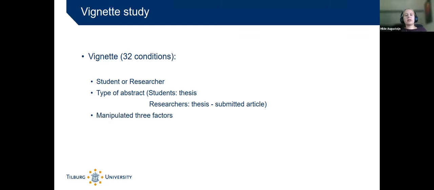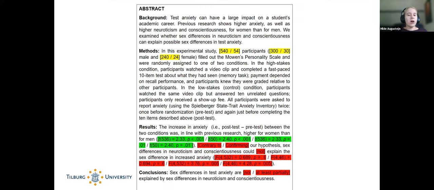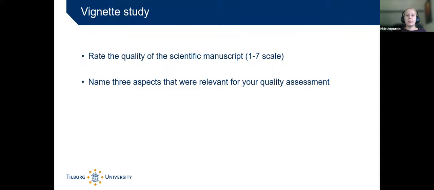And within the abstract, we manipulated three factors. The abstract itself was on test anxiety, and we manipulated the sample size, which was either small or large. There was either a reporting error present or not, and the results of the main hypothesis were either statistically significant or not. We asked all participants to read the abstract carefully and then to rate the quality of the manuscript on a 7-point scale and to name three aspects that were relevant for their quality assessment.